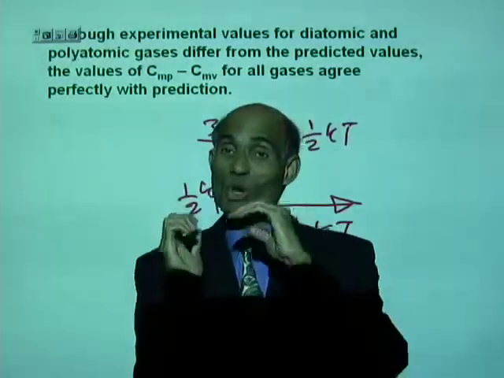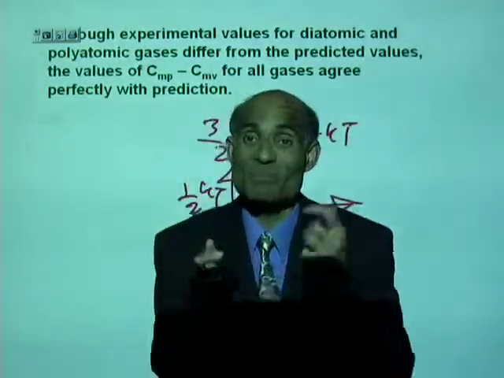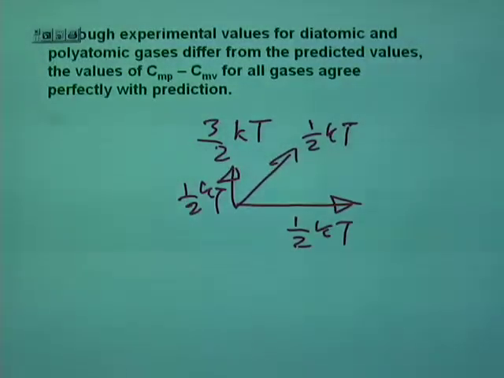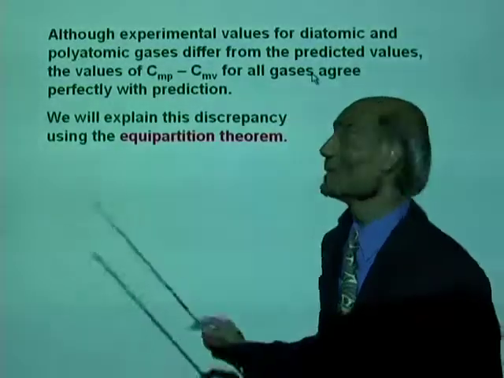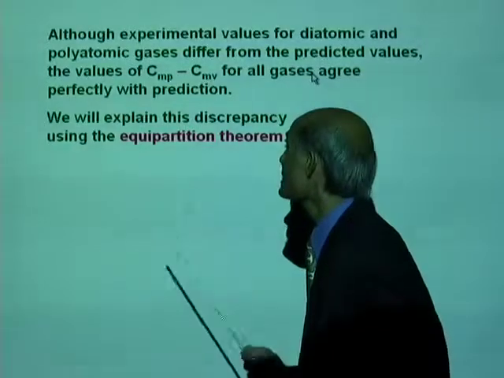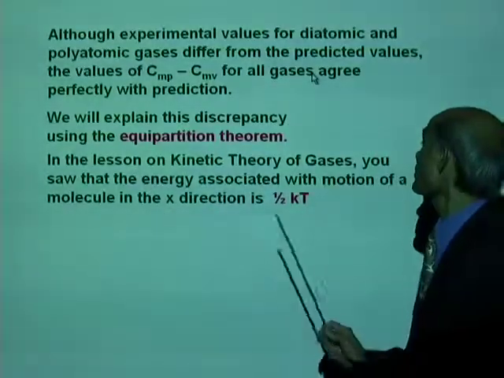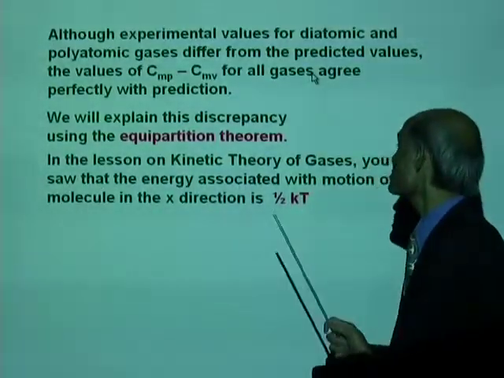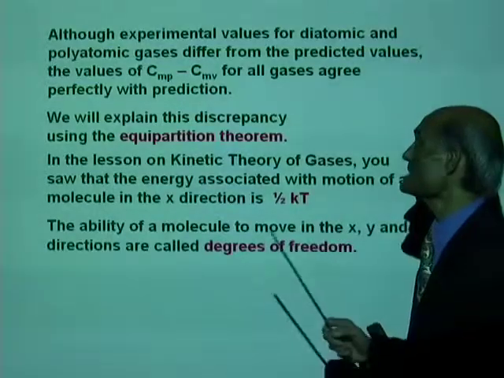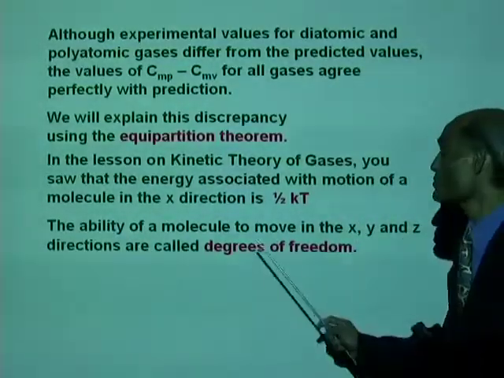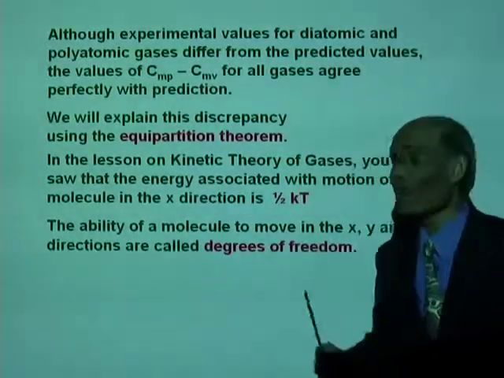Now look at the way we go and revisit our theory and make corrections to our assumptions that we made earlier. So, what is the correction now we have to apply here? It is not a very small correction. We will explain this discrepancy using the equipartition theorem. What is it? In the lesson on kinetic theory of gases, you saw that the energy associated with motion of a molecule in the X direction is 1/2 kT. The ability of a molecule to move in the X, Y, and Z directions are called degrees of freedom.